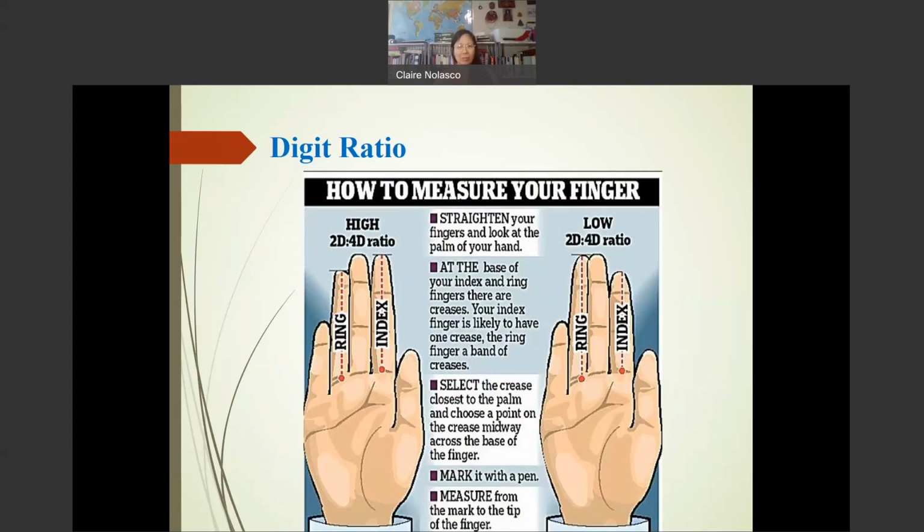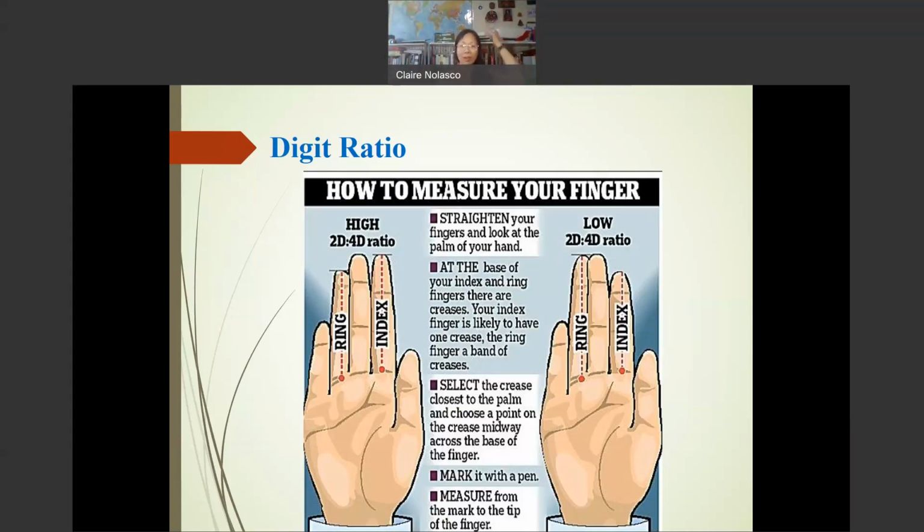Let's look at the digit ratio. Okay, put up your hands, and how do you measure the digit ratio? If your index finger is higher than your ring finger, you have a high digit ratio. On the other hand, if your ring finger is higher than your index finger, you have a low digit ratio. Here, see? You can see that I have a high digit ratio. My index finger is higher, or at least as high as the ring finger.